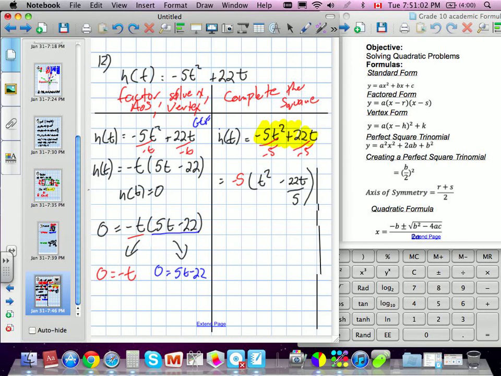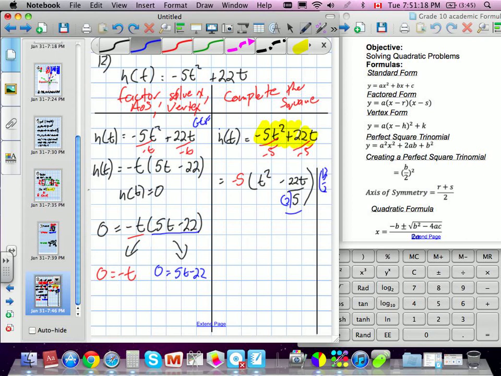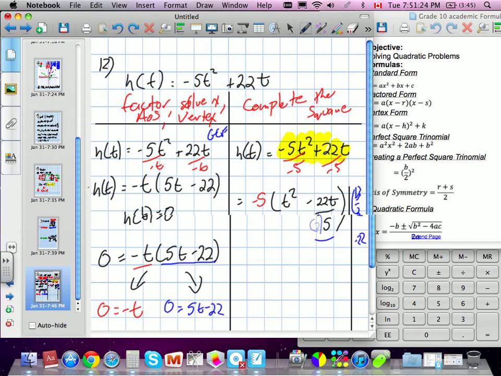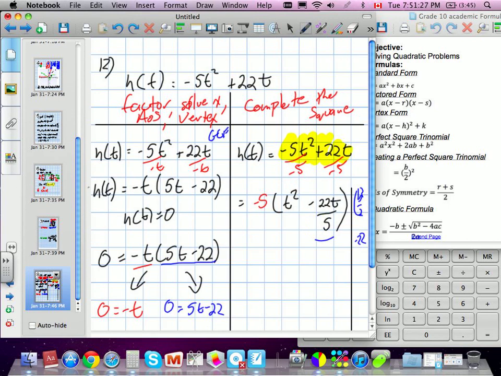We get negative 22 divided by, and it's going to be 5 times 2, so 10. Then we're going to square it. So I know 10 squared is going to be 100, but I got to figure out 22 squared. 22 squared, 484. So my new fraction, the number I'm going to add and subtract inside, is 484.